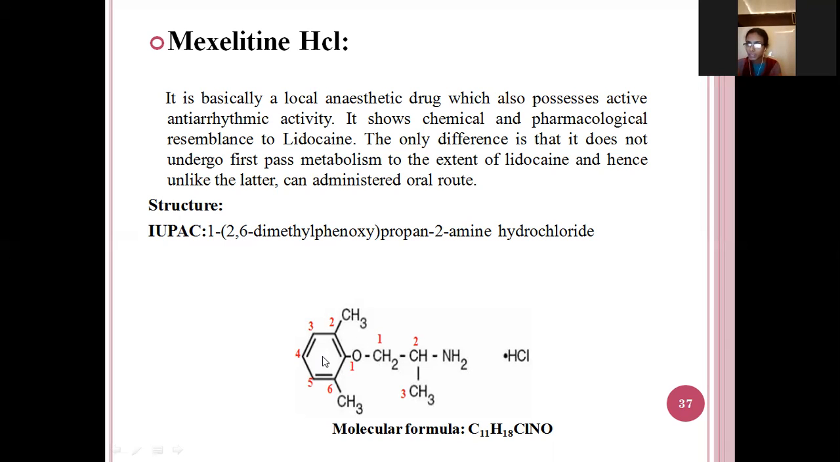If you see in the structure, this is the phenyl. In the second and sixth positions, dimethyl groups are there, and this is the phenoxy. Then 1, 2, 3, three carbon atoms are there, meaning propane. For the propane, in the second position the amine group is attached, and this is the hydrochloride. So this is the structure and IUPAC name: 1,2,6 dimethyl phenoxypropane 2-amine hydrochloride.